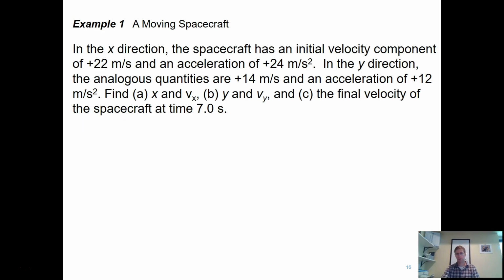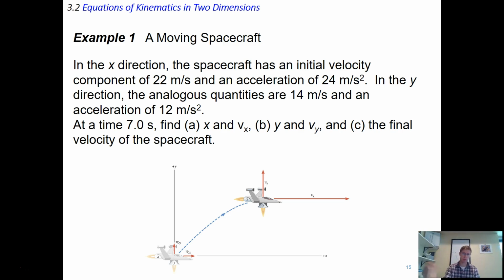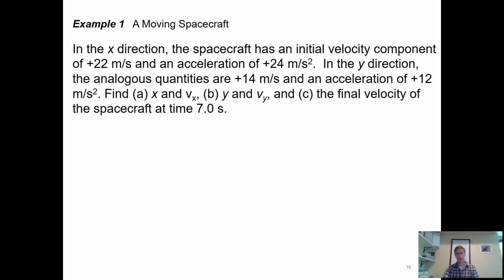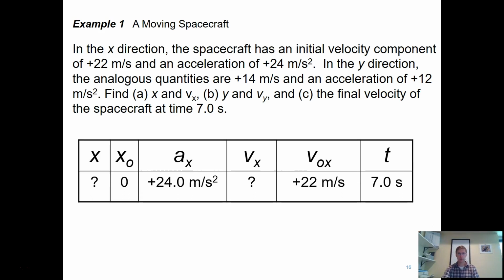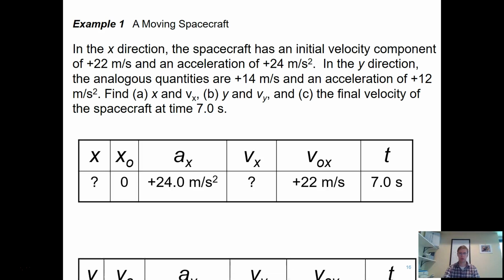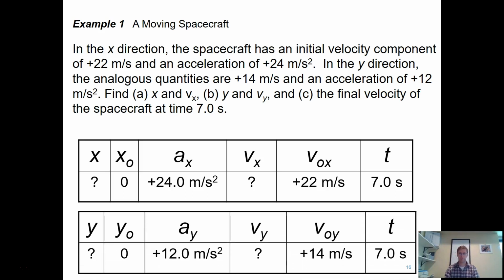Okay, hopefully you did that. The first thing you hopefully did was draw a picture, or you used the picture that I already gave you. Next, you want to label your variables. So here are my x variables. I'm given my acceleration, initial velocity, and time. I went ahead and defined my starting location as 0. We get to make up our x and y axes, right? So I'm going to start it at 0. I don't know x final or v final in the x direction, and my variables in the y look very similar with slightly different values.